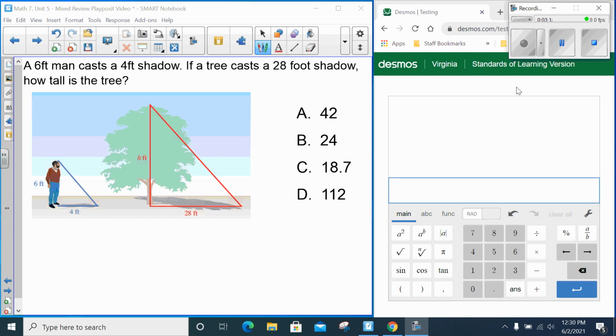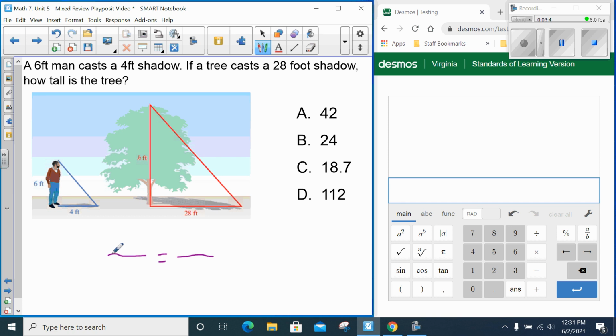Question 2 says, a 6-foot man casts a 4-foot shadow. If a tree casts a 28-foot shadow, how tall is the tree? So I'm going to use a proportion to set up and solve this question because it's asking us to compare two equal ratios. I know that if a 6-foot man casts a 4-foot shadow, this tree and its shadow should be proportional to the man and that shadow.